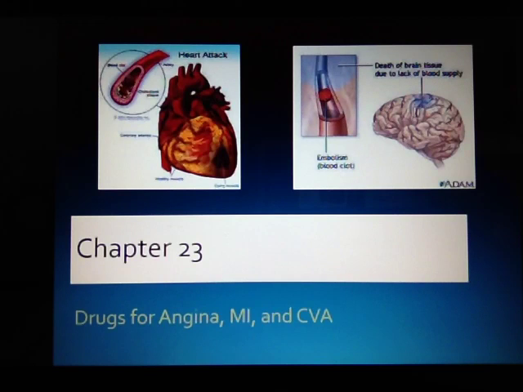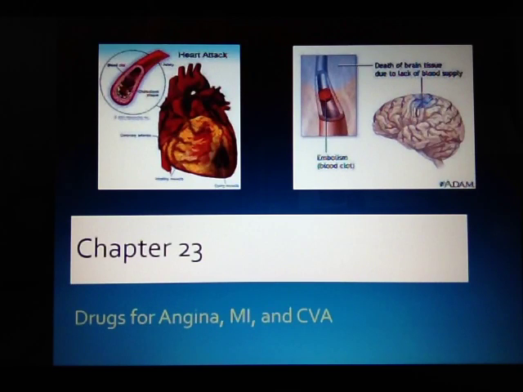The next video that I want to show you and go through is chapter 23, so drugs for angina, MI, and CVA. MI stands for myocardial infarction. This occurs when there's a blockage, usually from a blood clot, in a coronary artery of the heart, and it's there long enough that it causes cell death and cellular necrosis to the myocardium distal to that blockage.